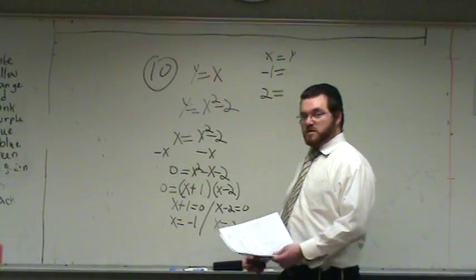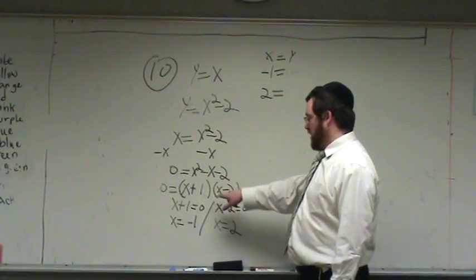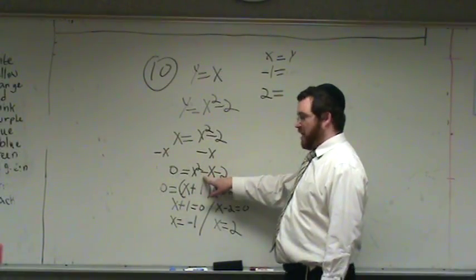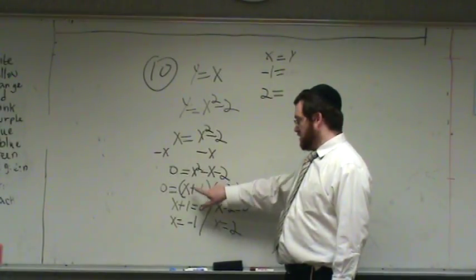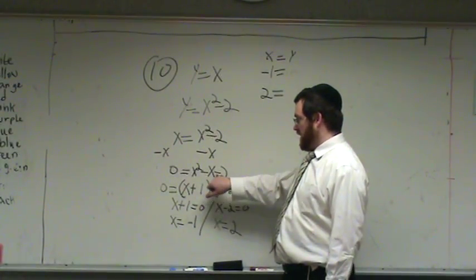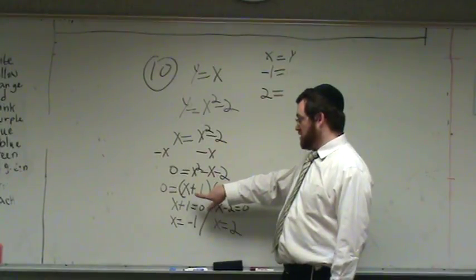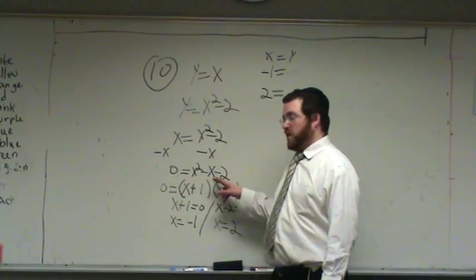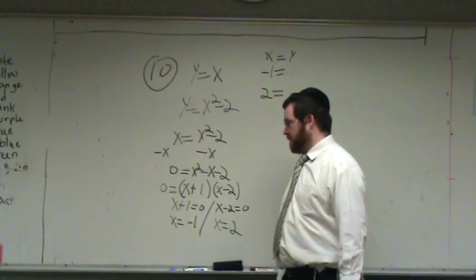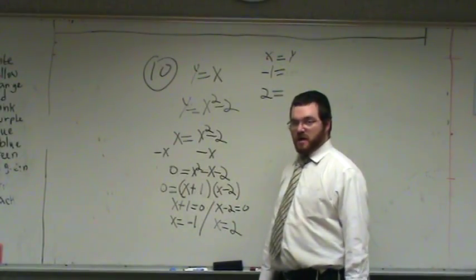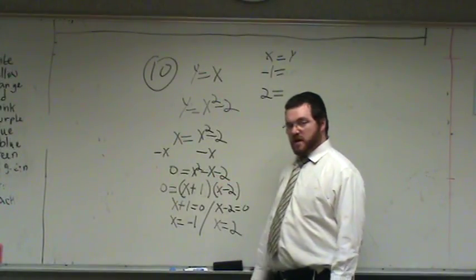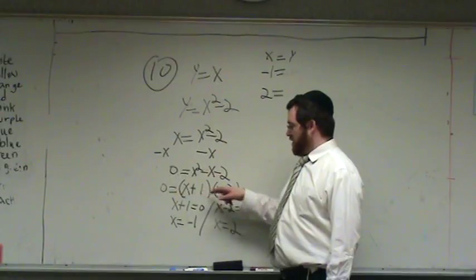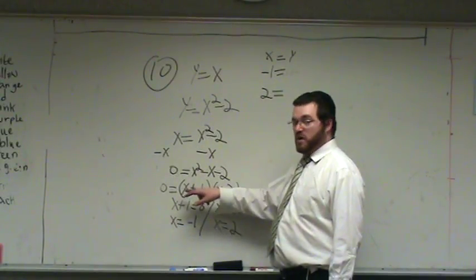And let's factor this out. What times what gives us x squared, x, and x? You have a negative in the middle, so at least one of them has to be negative, and you have a negative at the end. That means one has to be negative, one has to be positive. What, when you multiply together, gives you a negative 2, and what, when you add together, gives you a negative x? So let's try 1 and negative 2. Let's try it out.